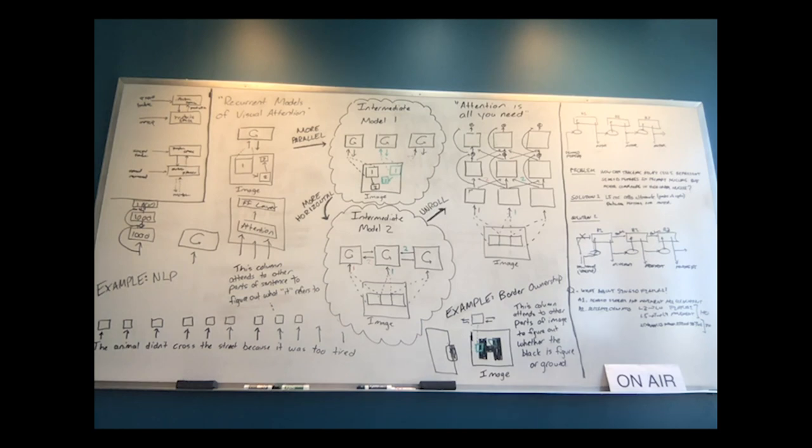Can I try to explain? It might be hard on the audio, but I think Jeff is right. Each one of those boxes, like in the language example, has a key, a query, and a value. For one of those boxes, you get the query and multiply it by the key of all the other boxes, like the other words, such as animal didn't cross the street.